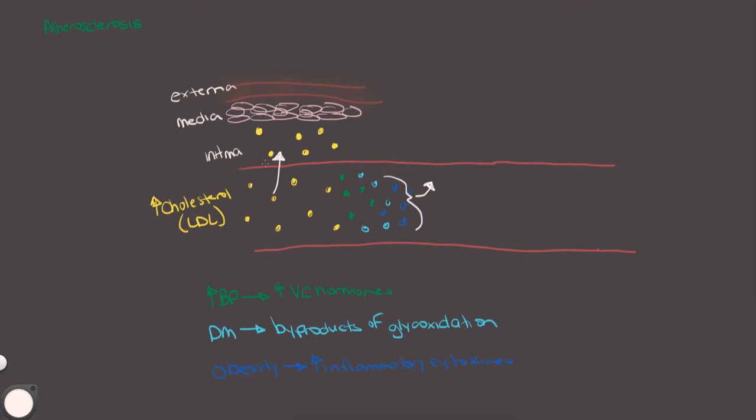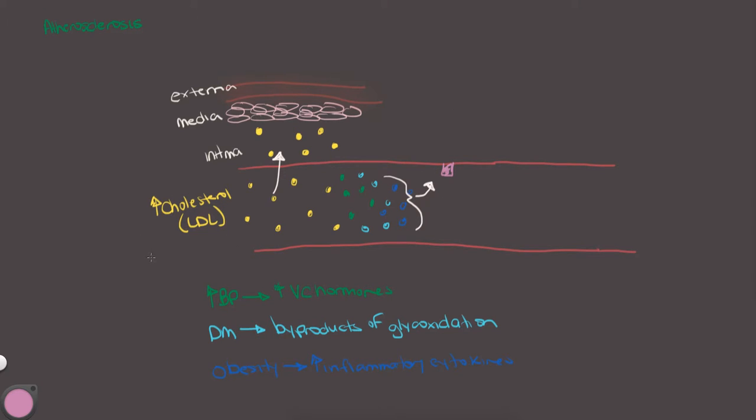So whether I have increased LDL or whether I have high blood pressure, diabetes mellitus, or obesity that's leading to this circulation of hormones or byproducts that's causing endothelial signaling, what happens is I put basically adhesion molecules on my vascular endothelium. So if I have high levels of cholesterol or increased vasoconstrictive hormones, byproducts of glycoxidation, or inflammatory cytokines, I put molecules on my cell surface that are going to increase the adhesion of monocytes.